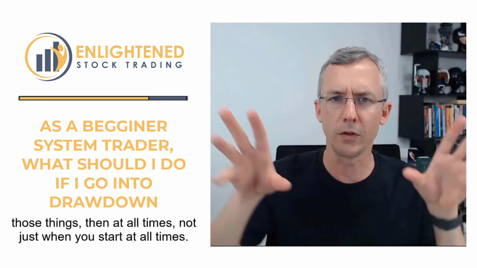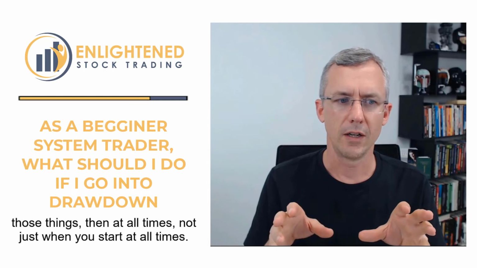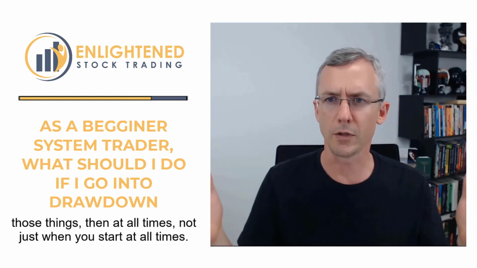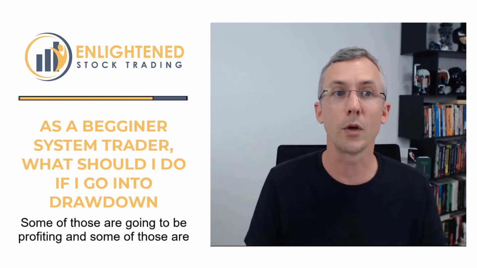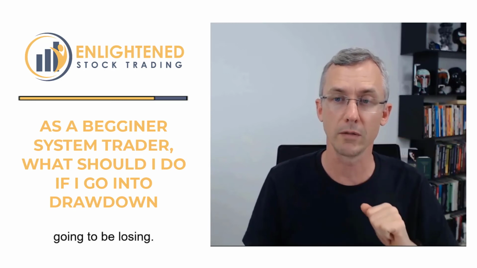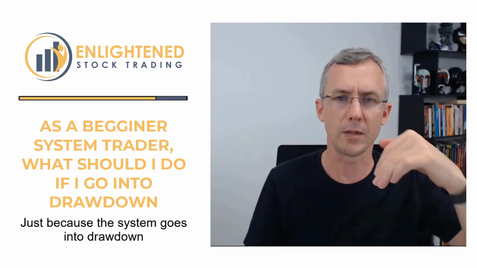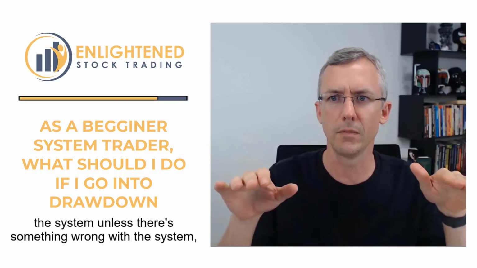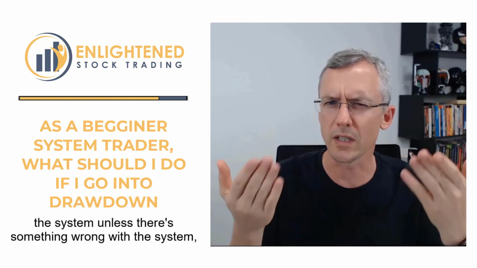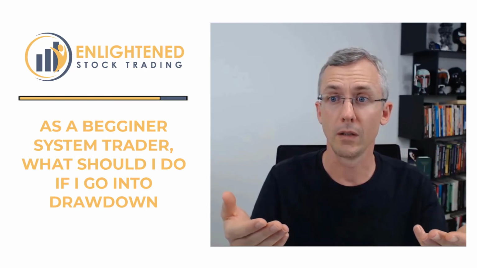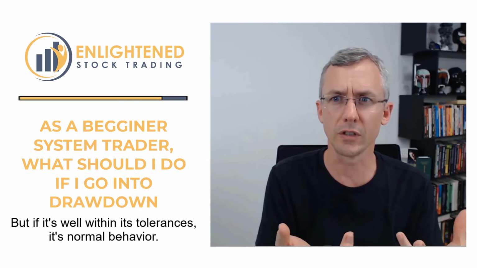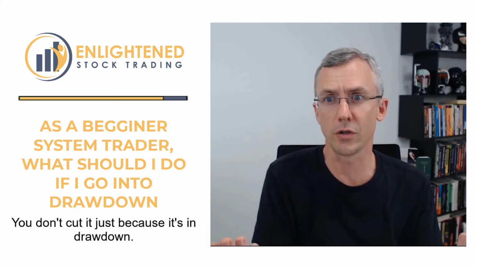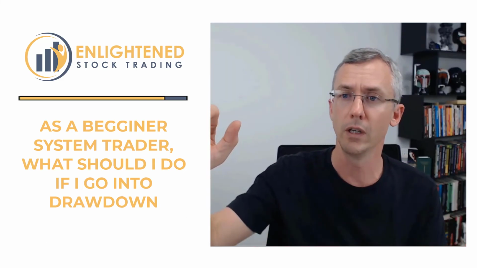If you have all of those things, then at all times, not just when you start, some of those are going to be profiting and some of those are going to be losing. Just because the system goes into drawdown doesn't mean you cut the system unless there's something wrong with the system, like it's broken. But if it's well within its tolerances, its normal behavior, you don't cut it just because it's in drawdown. You just trade through.